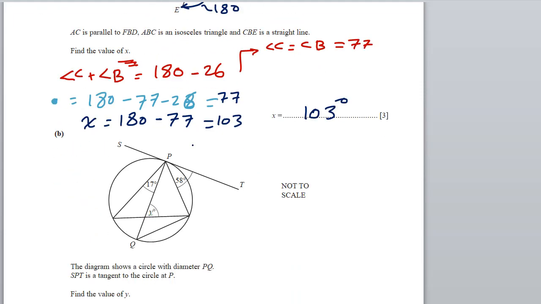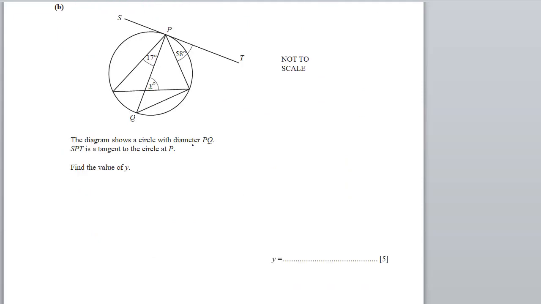Let us go ahead to the second question. The diagram shows a circle whose diameter is PQ. So PQ here is the diameter. SPT is a tangent to the circle at P. Find the value of y. So we need this angle y.